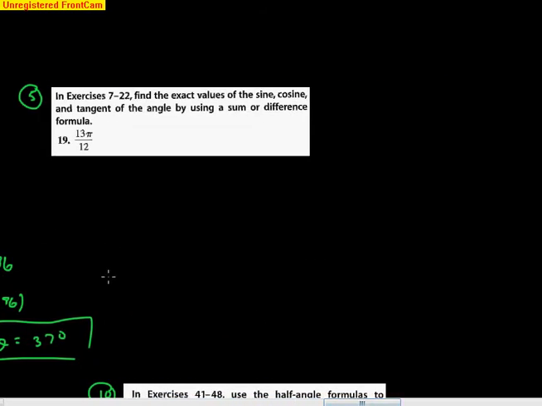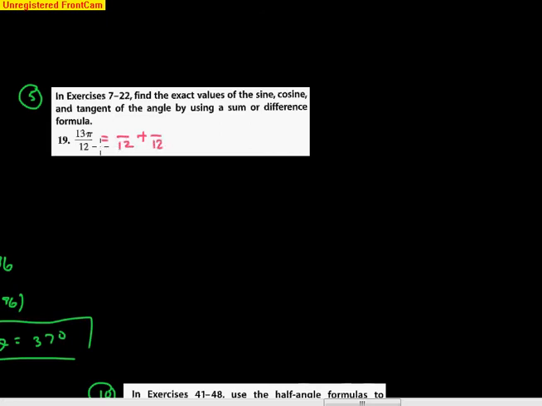All right, next one. We're going to use a sum or difference formula to find sine, cosine, and tangent. And I'm just going to find one of them, and the one that I would like to find in this problem is the tangent. Okay, let's find the tangent. All right. So I'm looking for the tangent of 13 pi over 12. And before I can do that, I need to find two angles that either add or subtract to get 13 pi over 12. Now, because 13 is a rather large number, it's not like a 1 or a 2 or a 3, I'm going to add.